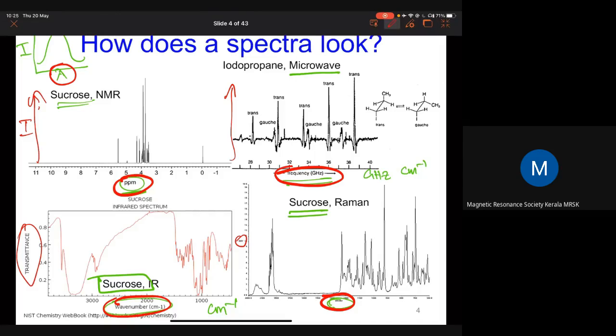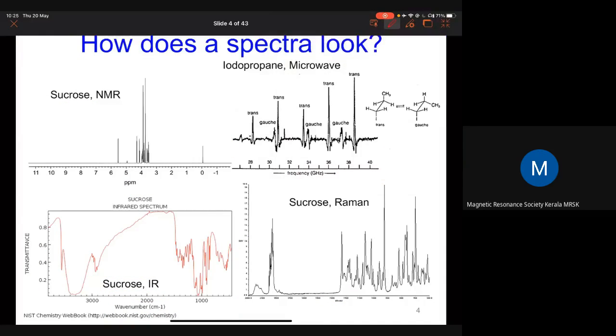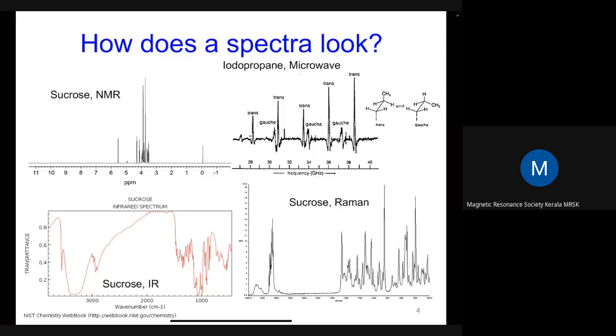So let me erase all the markings so that it's clear. Yes, so let's continue. I hope you guys remember what sucrose is. Sucrose comes up when you have glucose and fructose put together, or at least two molecules of glucose. So you're going to have C12H22O11.